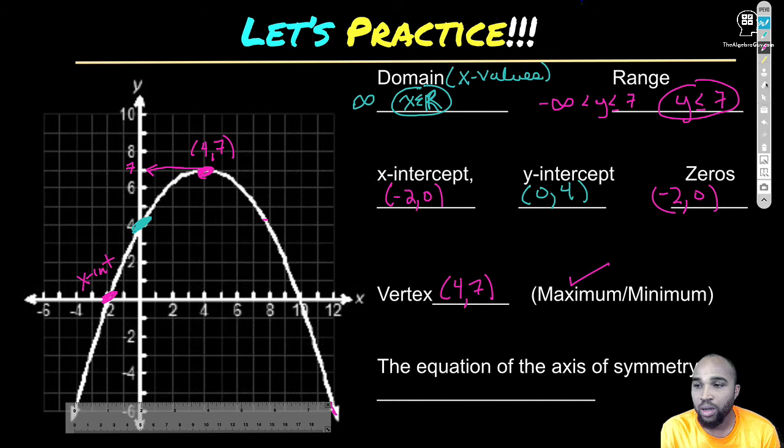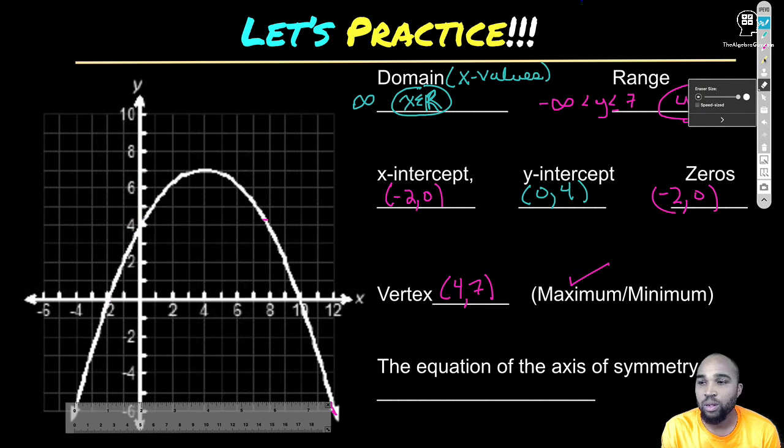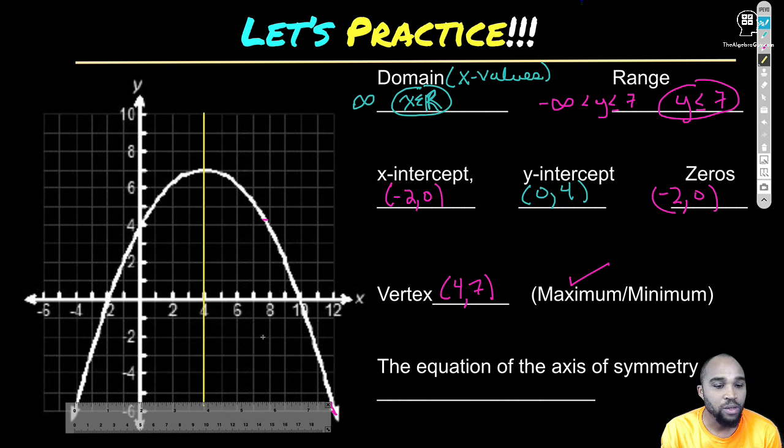So I'm going to erase all this other stuff to make sure we get that right. Axis of symmetry. So where is that going to be? Well, it's going to be right down this middle. And what's the equation for that axis of symmetry?